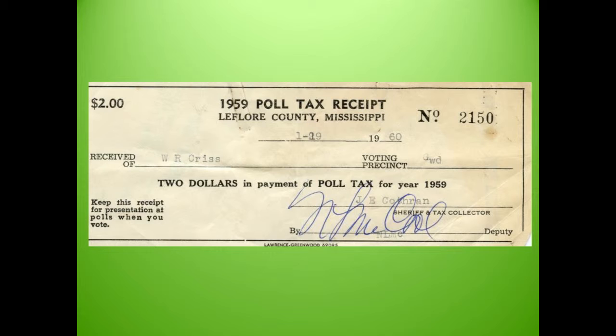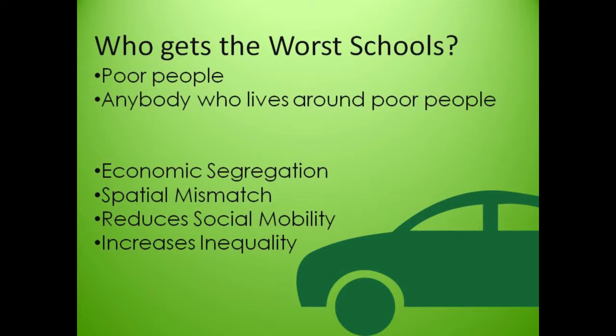So who ends up getting the worst schools? Well, poor people get the worst schools. But this next part is really, really important. It's not just poor people. It's anybody who lives around poor people. So when a family that cares about education has a child that's approaching 5 years old, if they care about their child's education, they literally have to leave the poor behind.